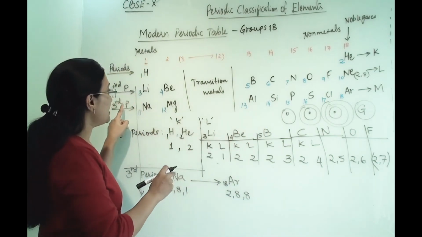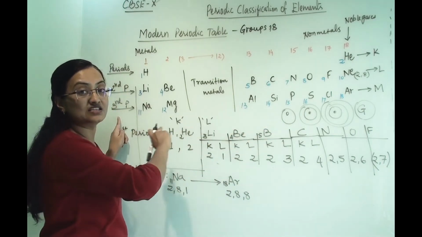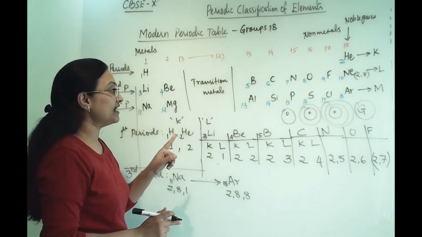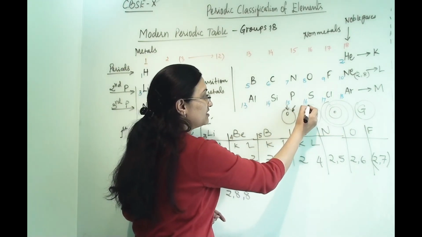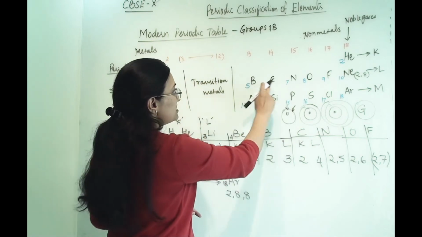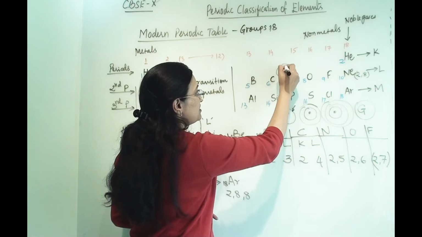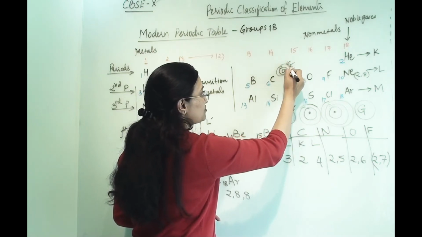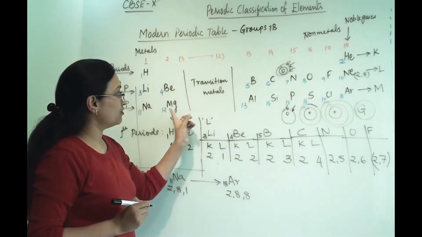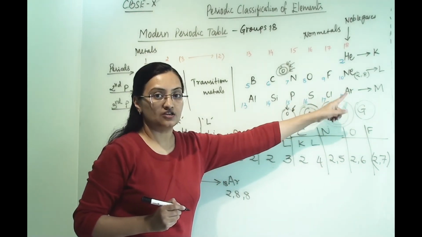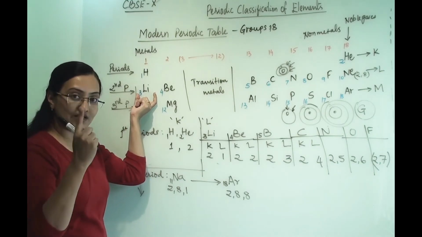Now as we are going from left to right within the same period, one electron is being added in the same shell. Here, the second shell. In the first period only one shell is there. So one electron is being added in the same shell. And in the third, the L shell, one electron is being added in the shell. So from the first element, that shell will start with 1 electron.